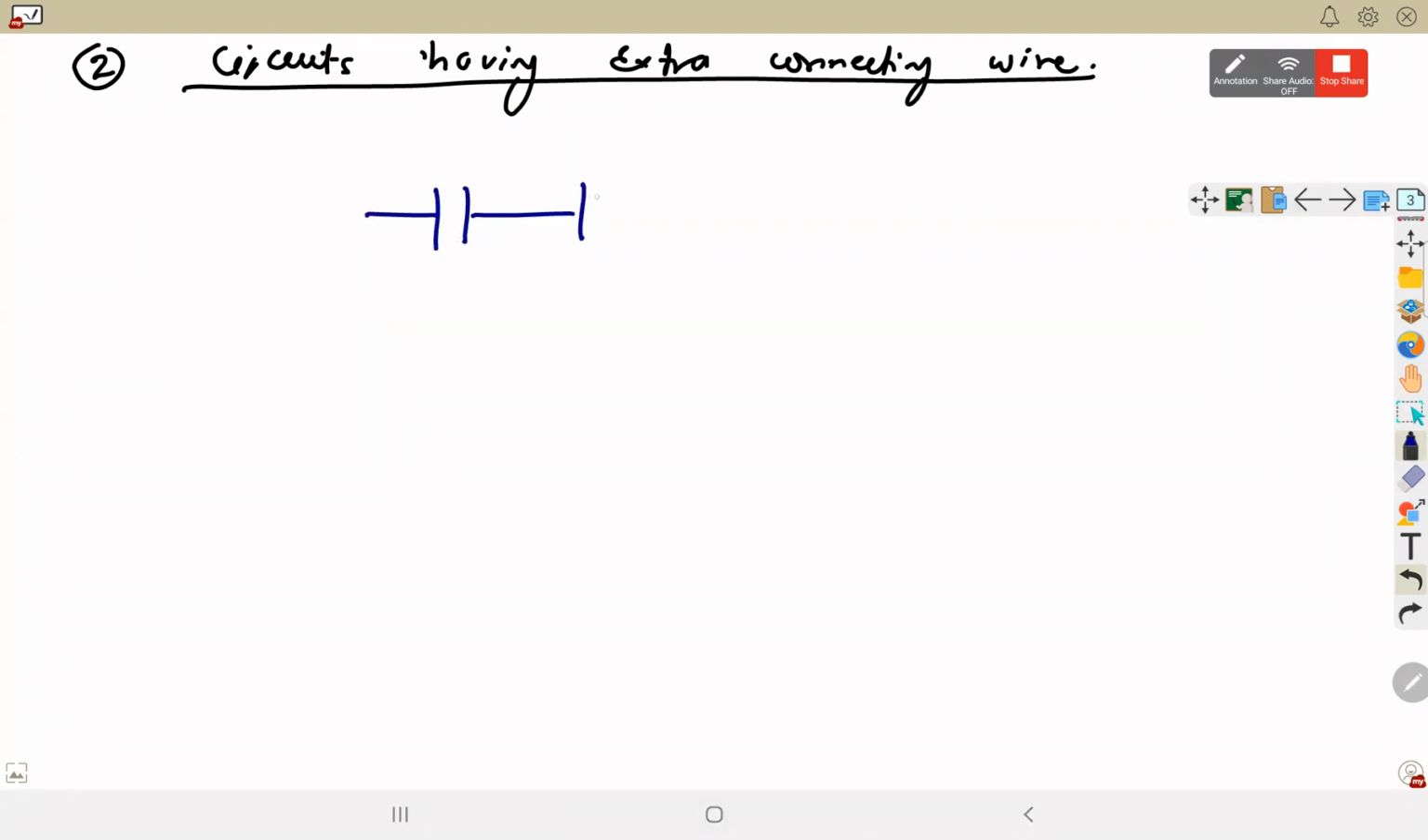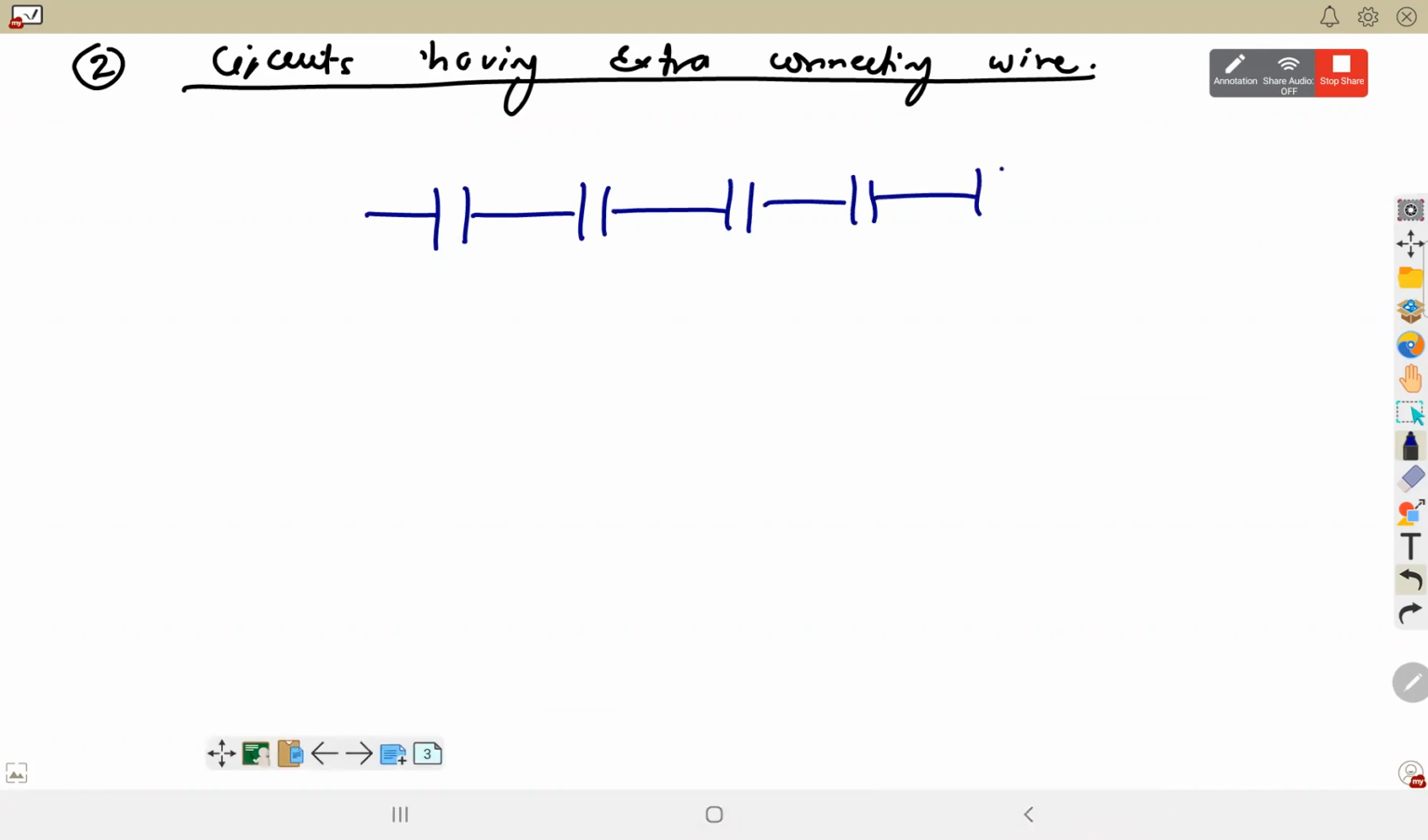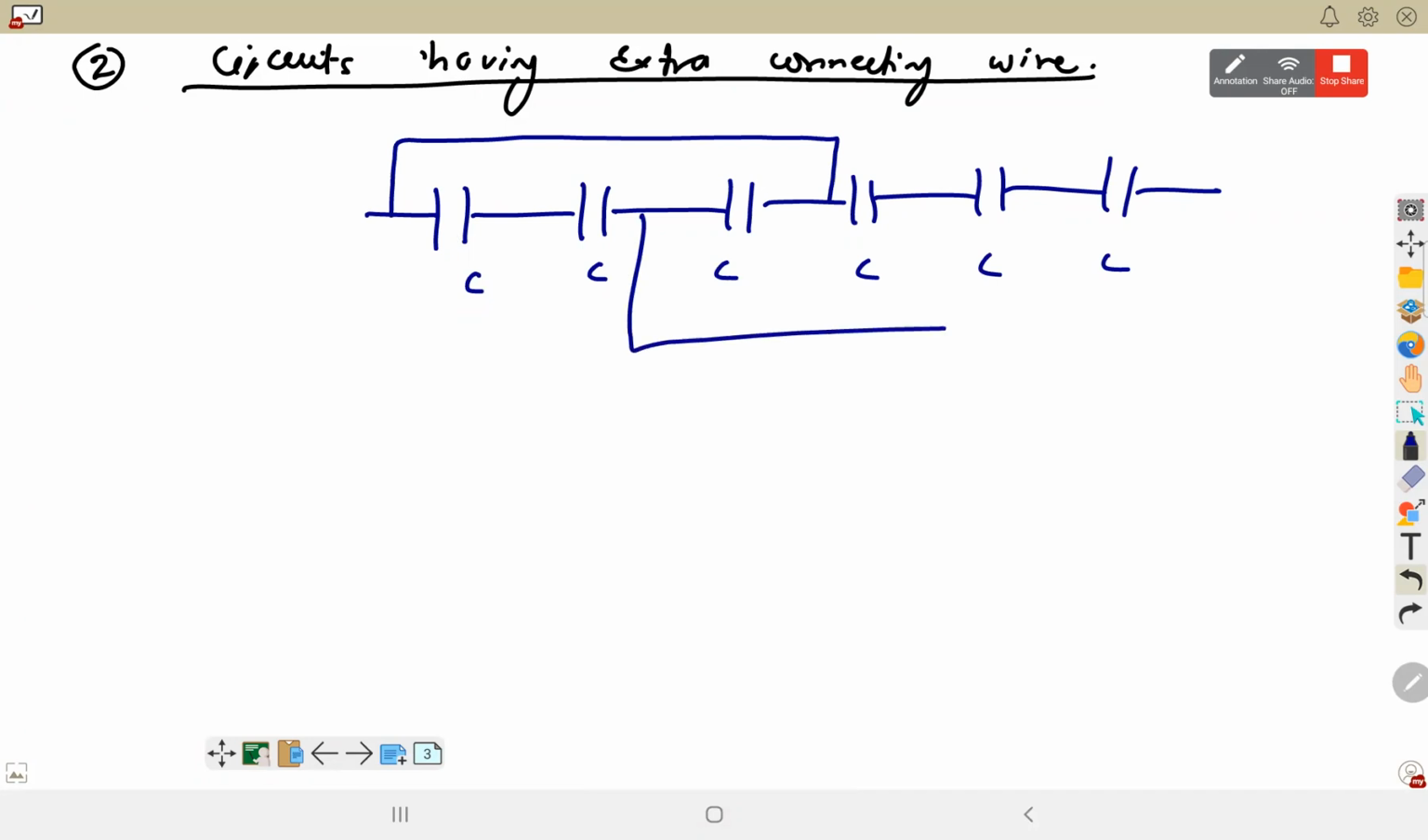So there are many capacitors connected in series. If they are just connected in this line, they are all in series only. But now we use some extra wires and connect them somewhere in between. Now we have to find the equivalent capacitance of this circuit. The logic is, the points which are connected by wire are always at the same potential.